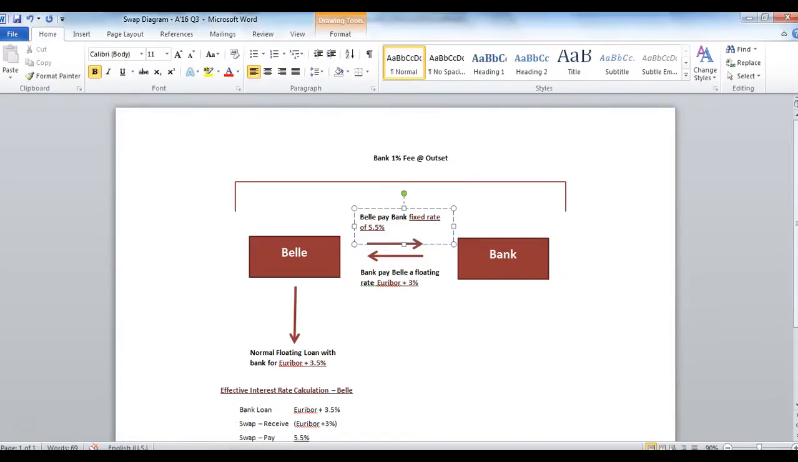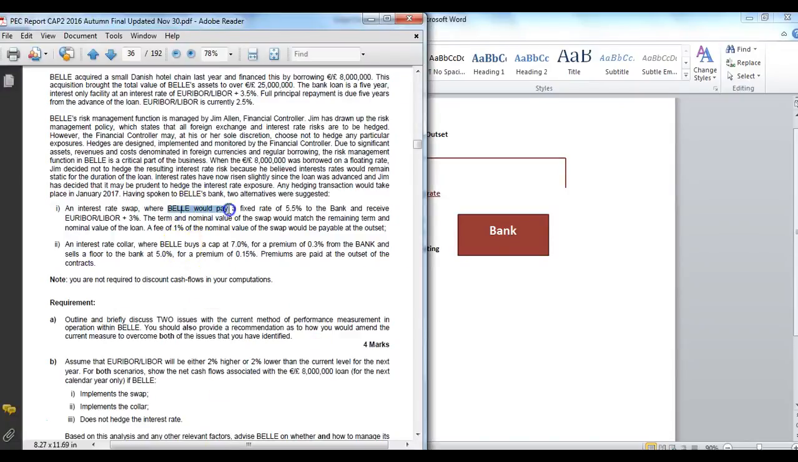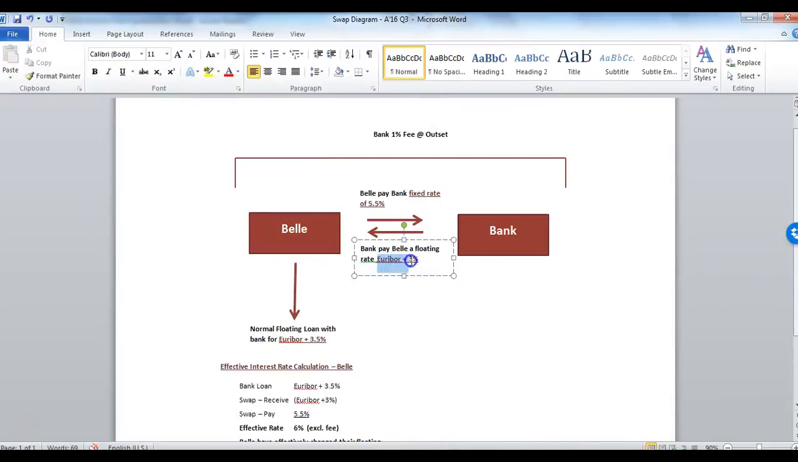So based on this, if we look at, for example, the Bell swap, well, what do they have? Well, Bell on their own, they have a normal floating rate loan of Euribor plus 3.5%. So we've dealt with that already. That's what they have on their own. They are going to pay the bank a fixed rate of 5.5%. So we're told that in the question. Bell will pay a fixed rate of 5.5 and receive Euribor plus 3%. So they're going to get back Euribor plus 3. And overall, the swap is going to result in a 1% fee.